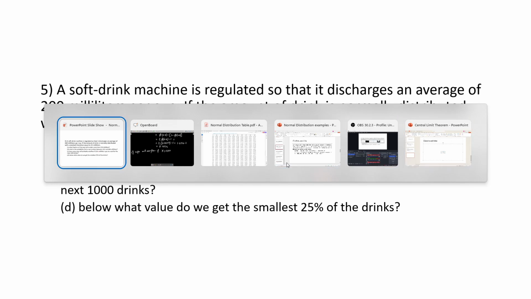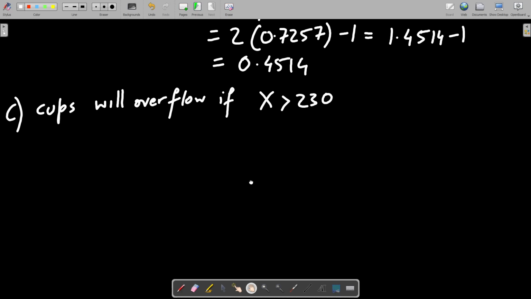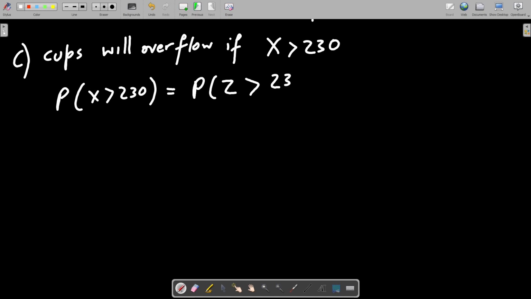So now since this is an automatic machine, it will overflow. If it's a manual machine, it will not overflow because they'll stop pressing the button at that time. So we have to find out the probability of X greater than 230. Then we'll multiply by 1000 to get the exact number of cups. So this is going to be the probability of Z greater than (230 minus 200) divided by 15. So this is the probability of Z greater than 30 divided by 15, that is 2.